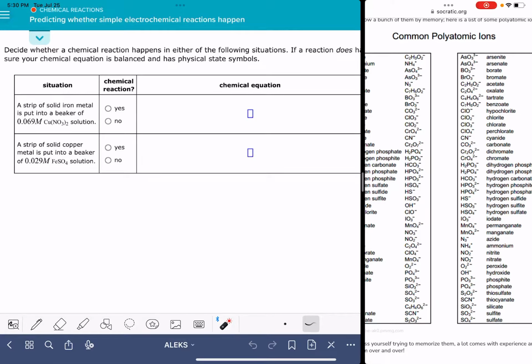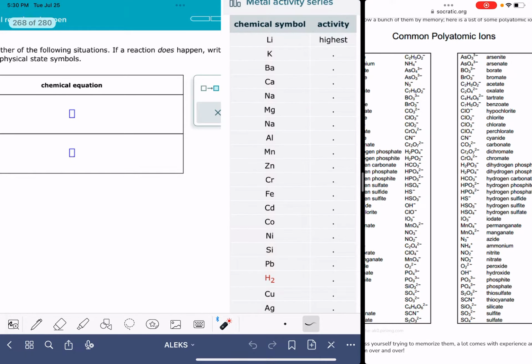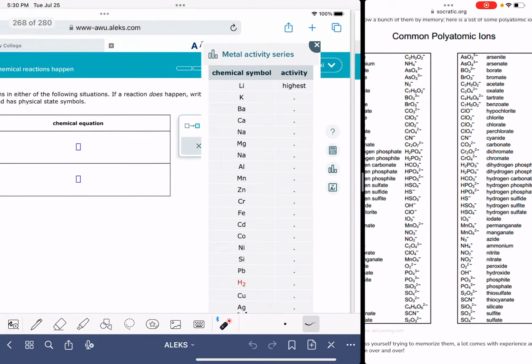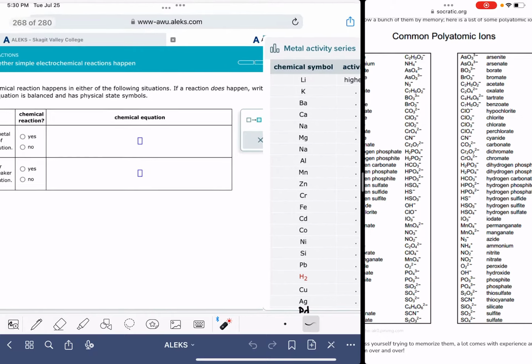In this video, I'll help you solve the ALEKS problem called predicting whether simple electrochemical reactions happen. To help you solve this problem, you are probably going to want to have access to a table of common polyatomic ions. I'm recommending the table from the website socratic.org. You're also going to want to have access to ALEKS's metal activity series. You can access that by clicking on the data tab in ALEKS.